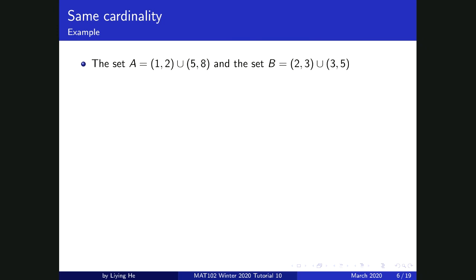Third question. So we have two sets. A is a union of two intervals, B is a union of two intervals, and I want you to show that they have the same cardinality. Again, I'll give you some time to work on this and we'll take it up.